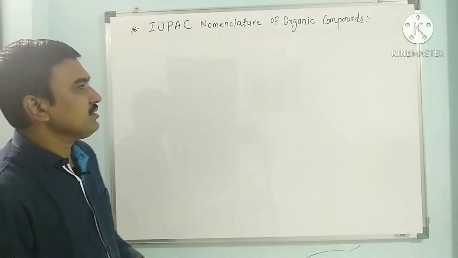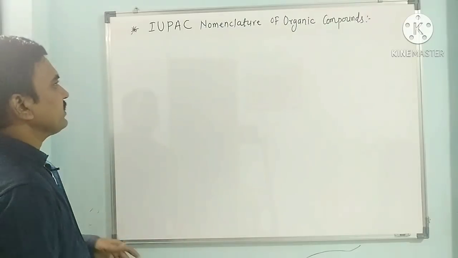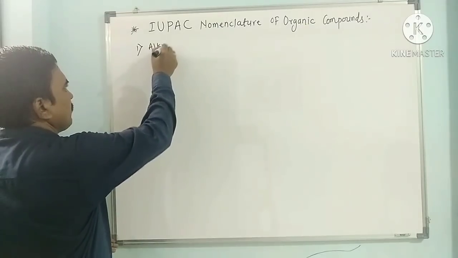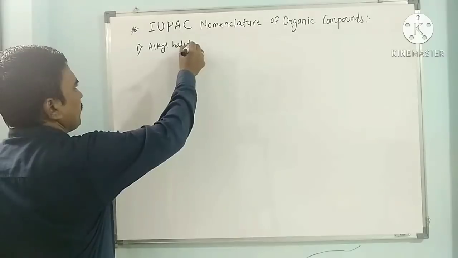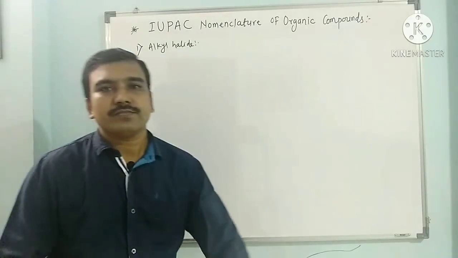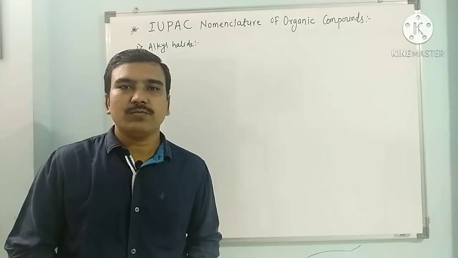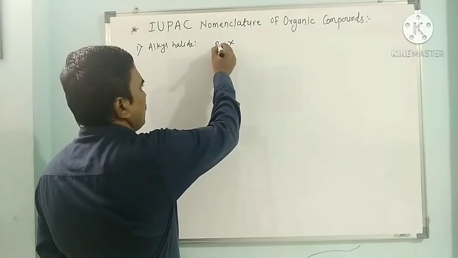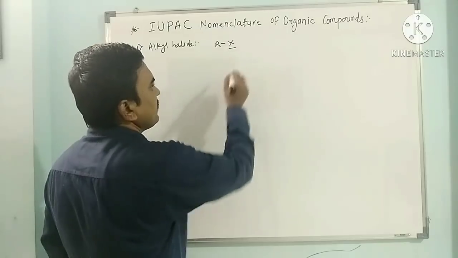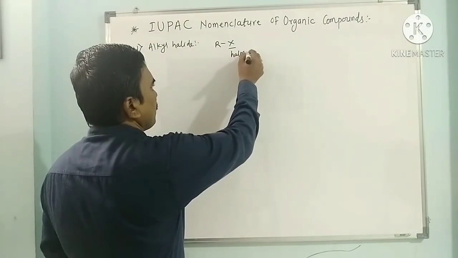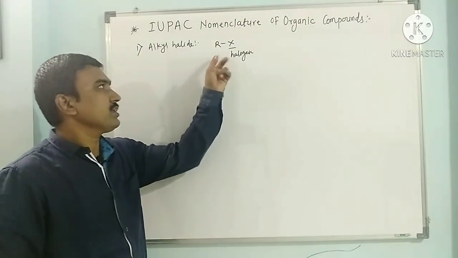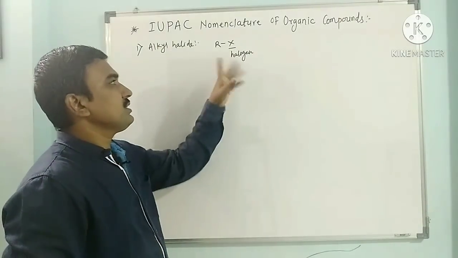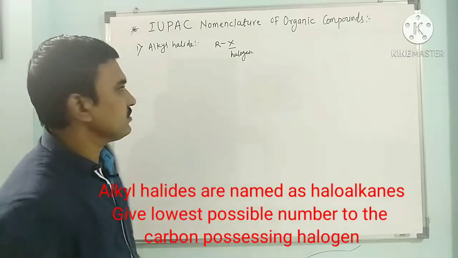Now today we have to start with a very simple functional group, that is alkyl halide. Alkyl halide is having general formula RX. This R is alkyl group. Here this X is halogen. This halogen attached to alkyl group, and these compounds according to IUPAC are called as haloalkanes.